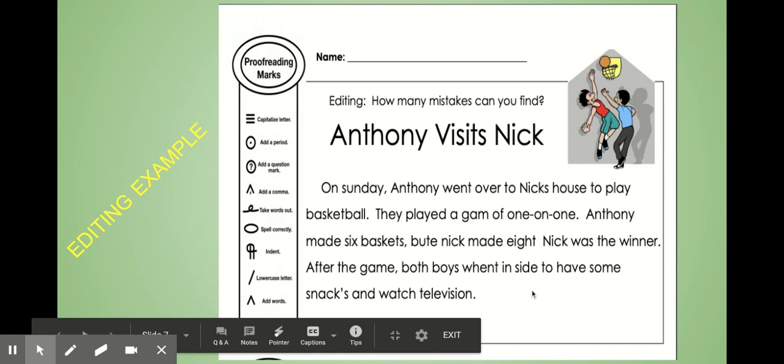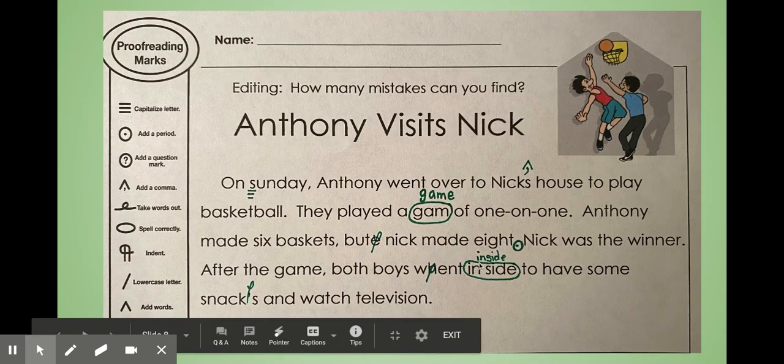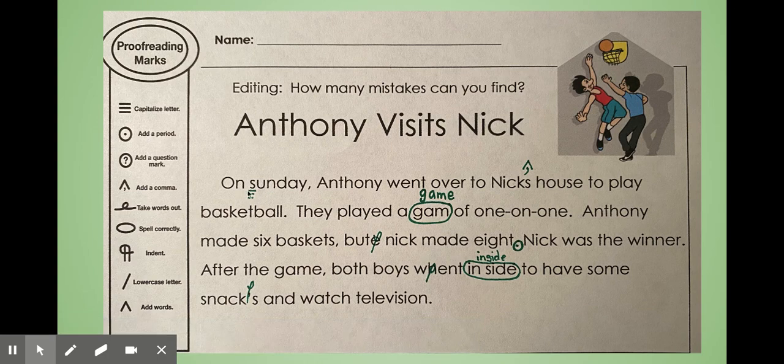So let's take a look at the answers. So here's my editing. So Sunday, we know, is a proper noun. It names the day of the week. I have to capitalize it. So for your capitalizing proofreading marks, we use those 3 lines. So those 3 lines mean capitalized.